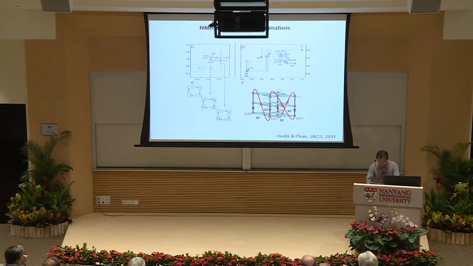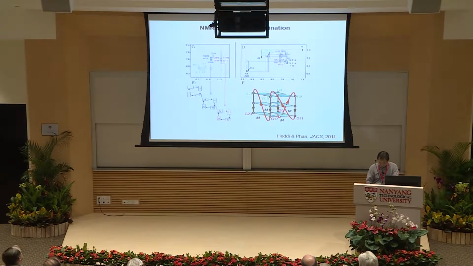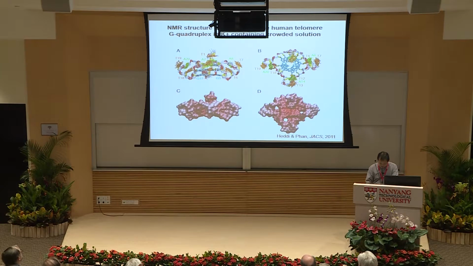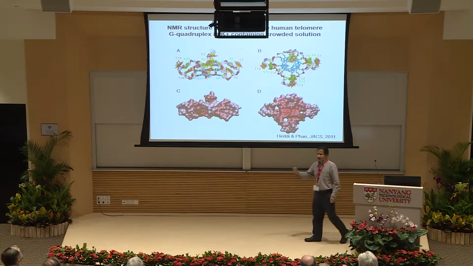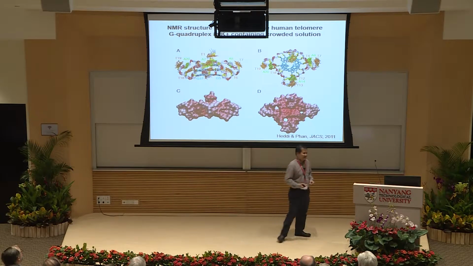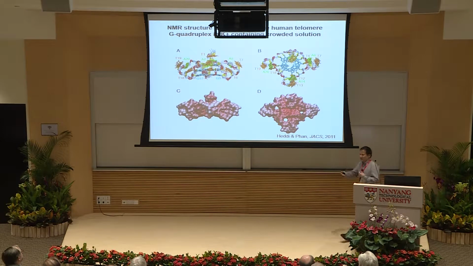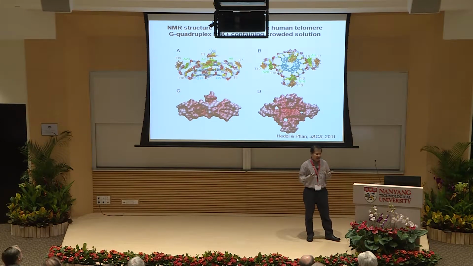As we do have NMR peaks, we can assign the structures, solve the structures, and it turned out to be parallel structures like the crystal structures. So the people who solved the crystal structure were very happy because they were attacked for many years that it's not relevant.